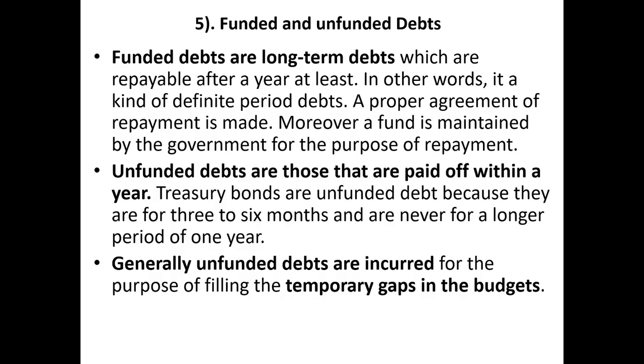What are unfunded debts? These debts are paid off within a year. Treasury bonds are unfunded debts because they are for 3 to 6 months and are never for a longer period than 1 year. So unfunded debts are shorter period debts. They have to be repaid between 3 to 6 months. Generally, unfunded debts are incurred for the purpose of filling temporary gaps in the budgets.